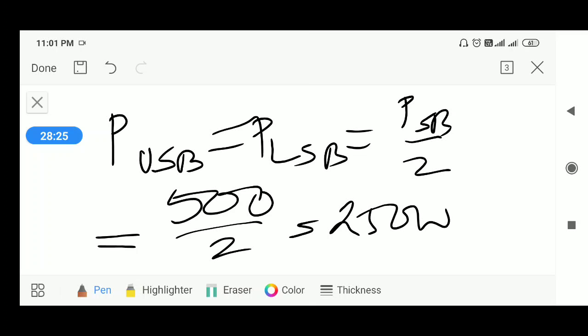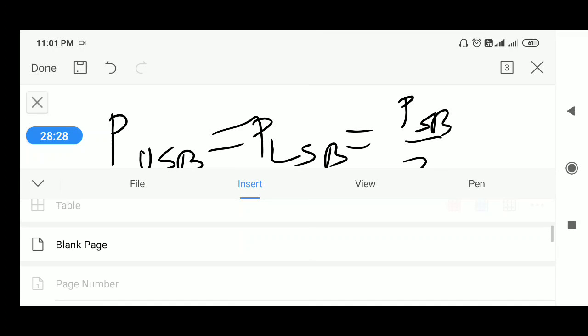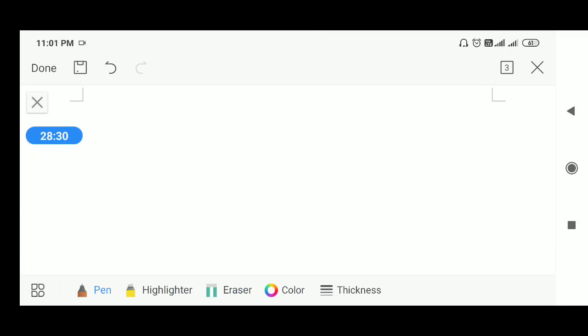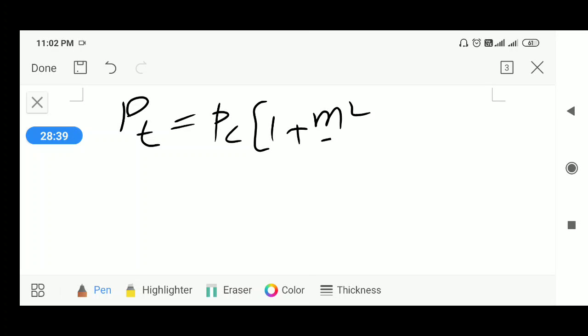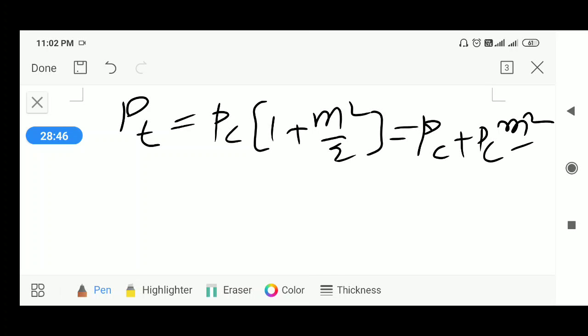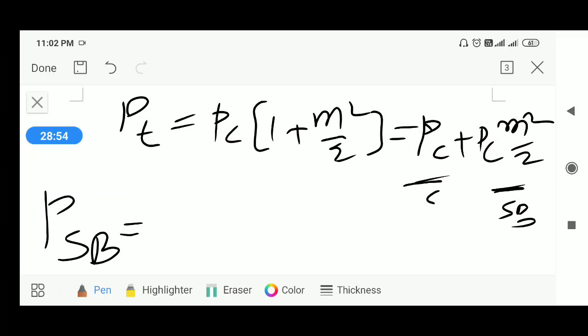And in another way you can calculate in this way also, by using modulation index. From this formula, PT is equal to PC into 1 plus M square by 2. So from this, if we separate the terms, PC plus PC M square by 2, this is carrier power, this is sideband power. So from this, what is the formula for sideband power? Total sideband power is equal to PC into M square by 2.